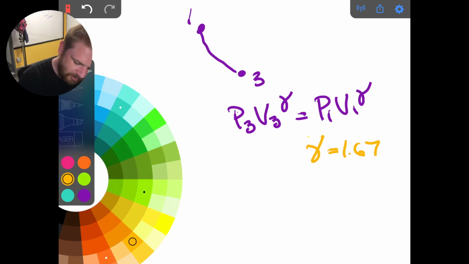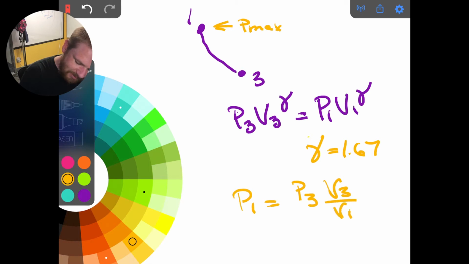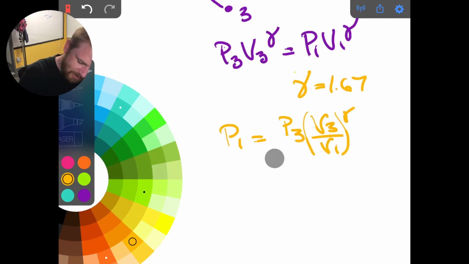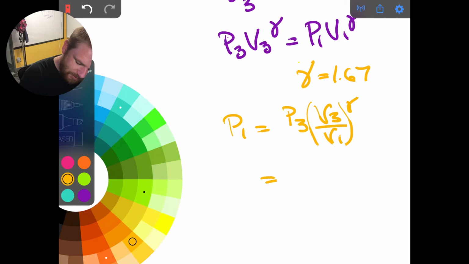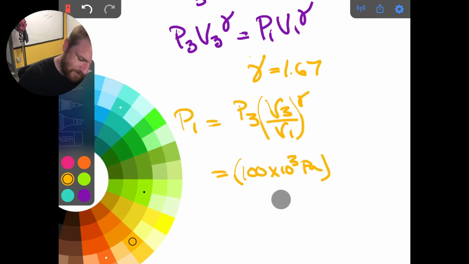Great, so we are looking for the pressure at point 1, that is our P max up here. So let's go ahead and solve this for P1. We're going to get P1 is equal to P3 times V3 over V1, all raised to the gamma power, which is equal to P3, which was our 100 kilopascals, that's 100 times 10 to the 3 pascals, times V3 over V1.